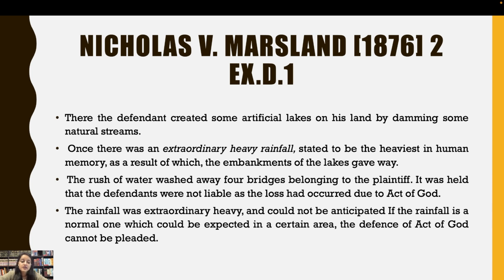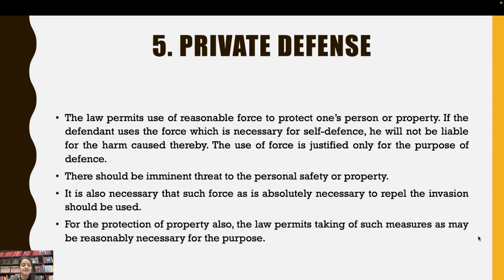The rainfall was extraordinarily heavy and could not be anticipated. If the rainfall is a normal one, which could have been expected in certain areas, the defense of act of God could not have been pleaded. Had the rainfall been very normal and similar circumstances happened, act of God could not have been pleaded. The next category of defense which we will discuss is private defense. This is also available under criminal law, but here we will understand what is private defense under the law of torts.